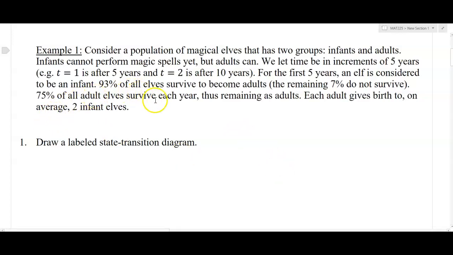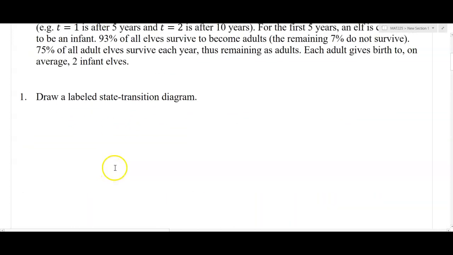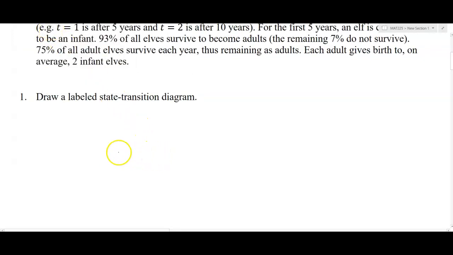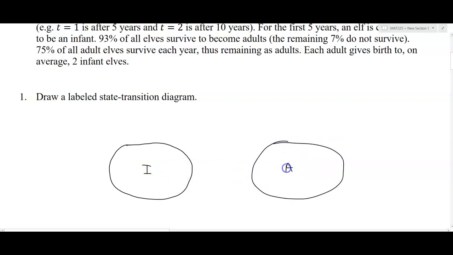75% of all adult elves survive each year, which means that the 25% don't. And thus those 75% will remain as adults in the next time unit. Each adult gives birth to, on average, 2 infant elves. So we can see that we also have a birth cycle. So I'm going to draw a state transition matrix for this, and it's going to look very similar to our previous models, except we're now not going to have 100% survival rate. So we'll have infants, which I'll just call I, and then we'll have adults, which we'll call A. Those are our two states.